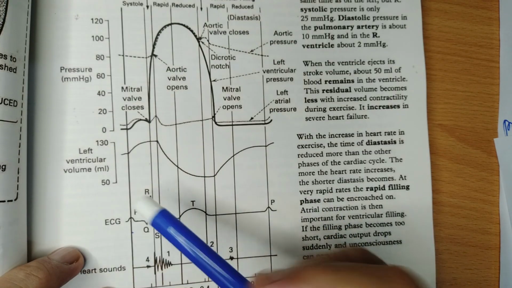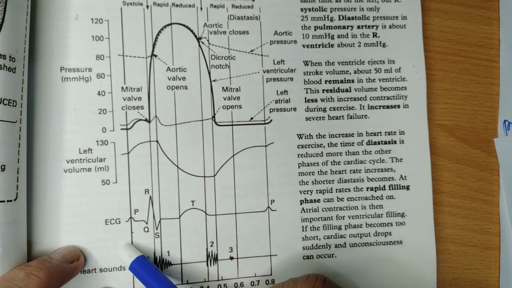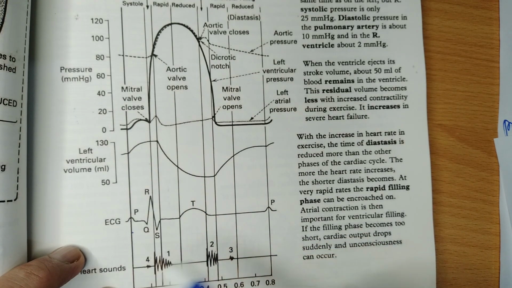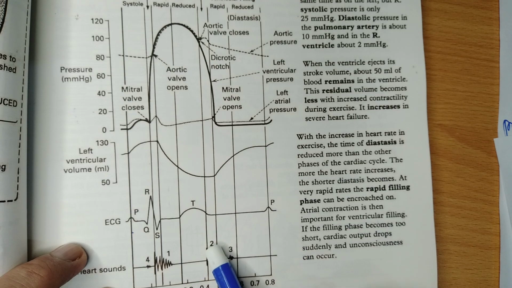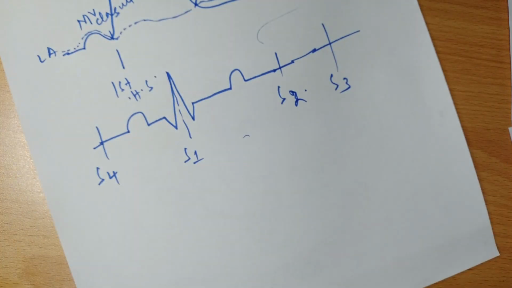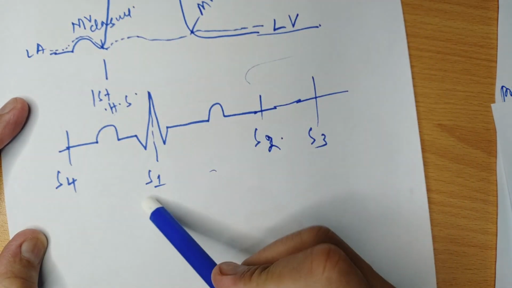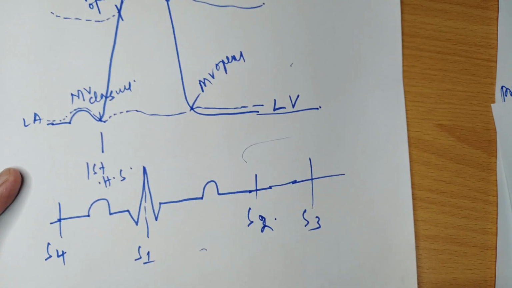Here we can see the ECG. This is the P wave. Before that you can have a fourth heart sound before the P wave. At this phase you can have the first heart sound, after the T wave the second heart sound, and here we have the third heart sound. To make it easy for you, I've labeled it here: this is the fourth heart sound, first heart sound, second heart sound, and third heart sound.